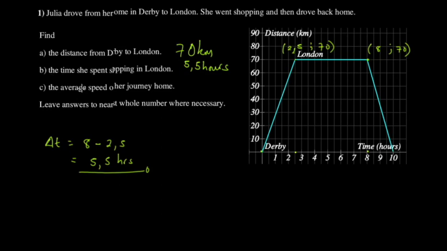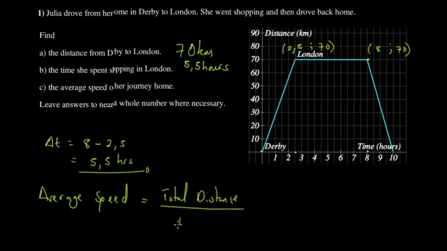Now, the average speed for her journey home. The journey home would be from here to here. She's done her shopping and now she has to go home. So the journey home would be from here to here. Average speed is equal to total distance divided by total time.